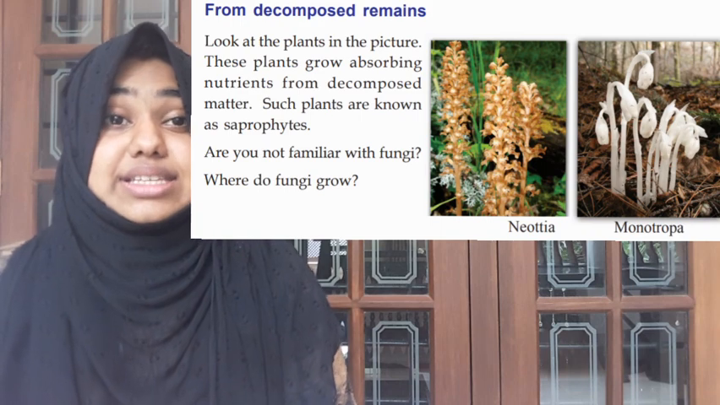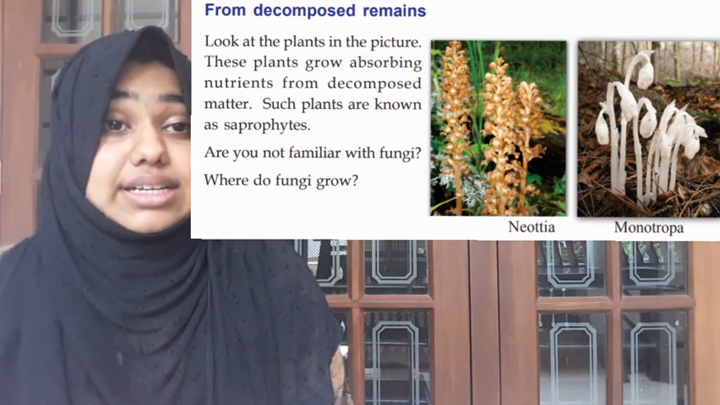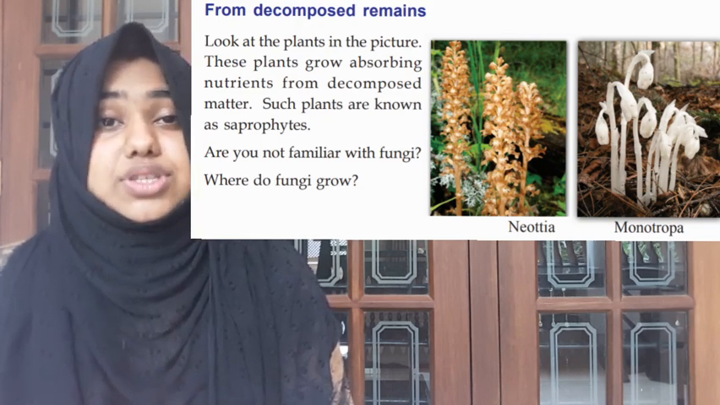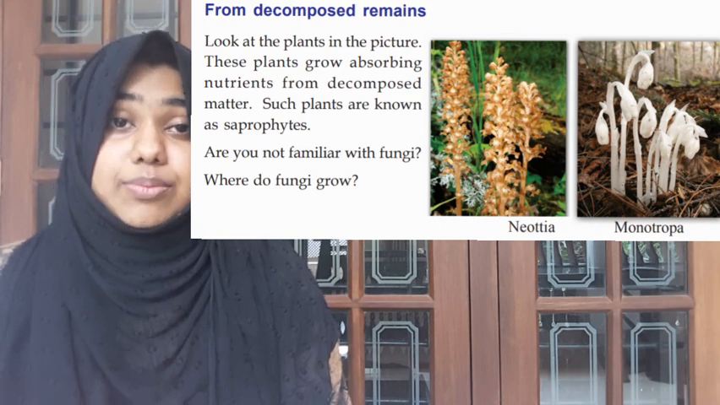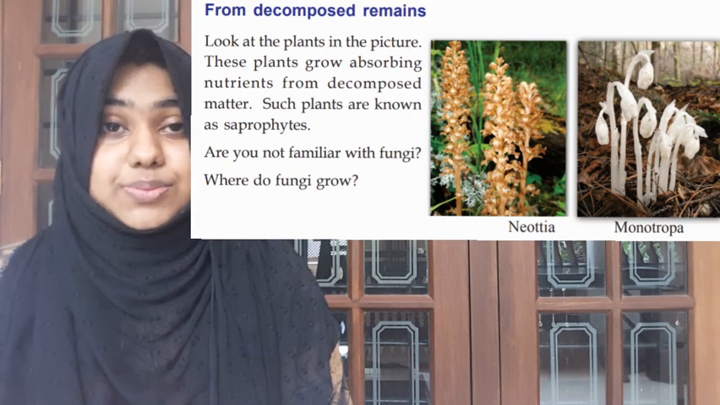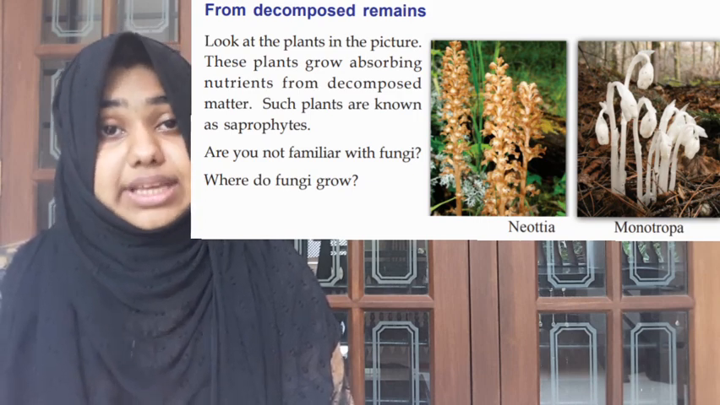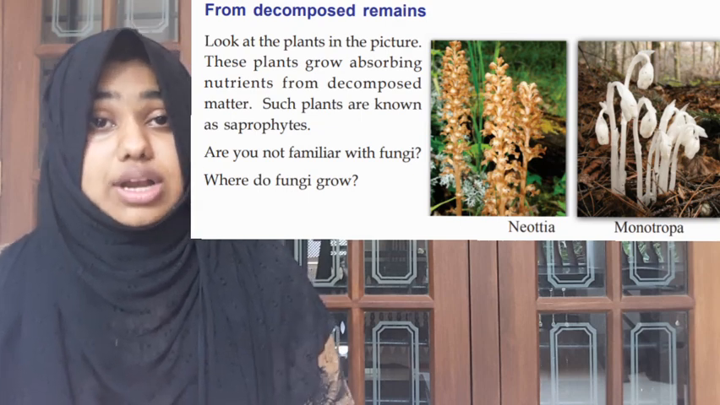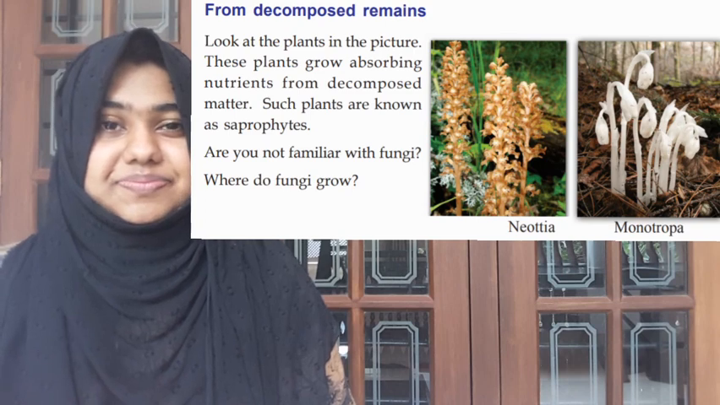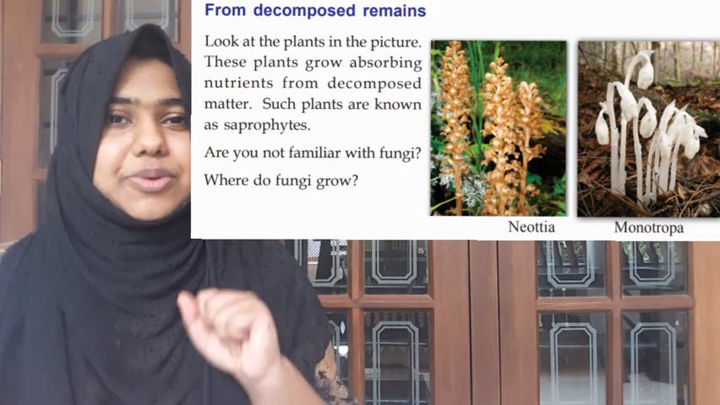Such plants are known as saprophytes. What are they called? The saprophytes. The plants that grow absorbing nutrients from decomposed matter are called saprophytes. Once more, plants that grow absorbing nutrients from decomposed matter are called saprophytes. Alright. So we learned about epiphytes, parasites and saprophytes.